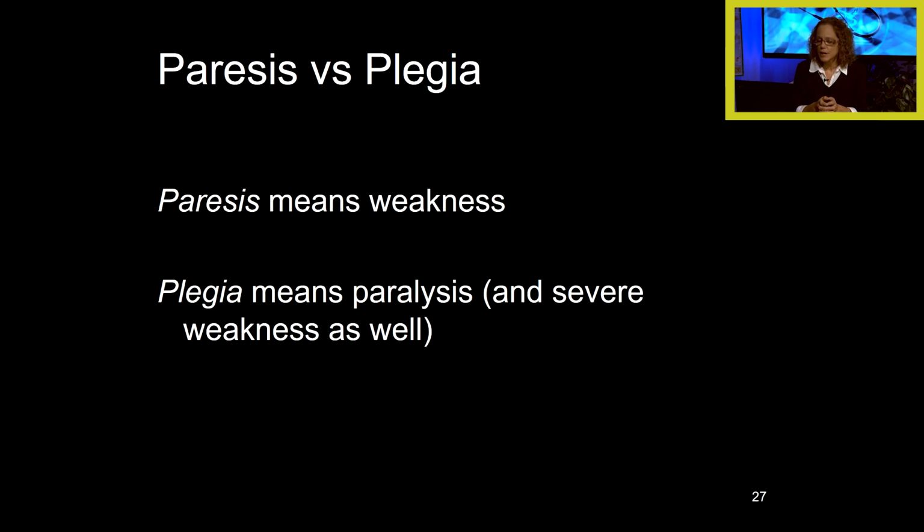Paresis versus plegia. Paresis means weakness. Plegia means paralysis. And so someone might say that the patient has plegia or paralysis when the weakness is so severe that they can barely move the limb, okay? And so there can be different levels of weakness, right? And so we want to make sure if they've just got some weakness and they can still have some movement, that's one thing. But if they're at the point where they really have little or no movement at all, that's considered paralysis.